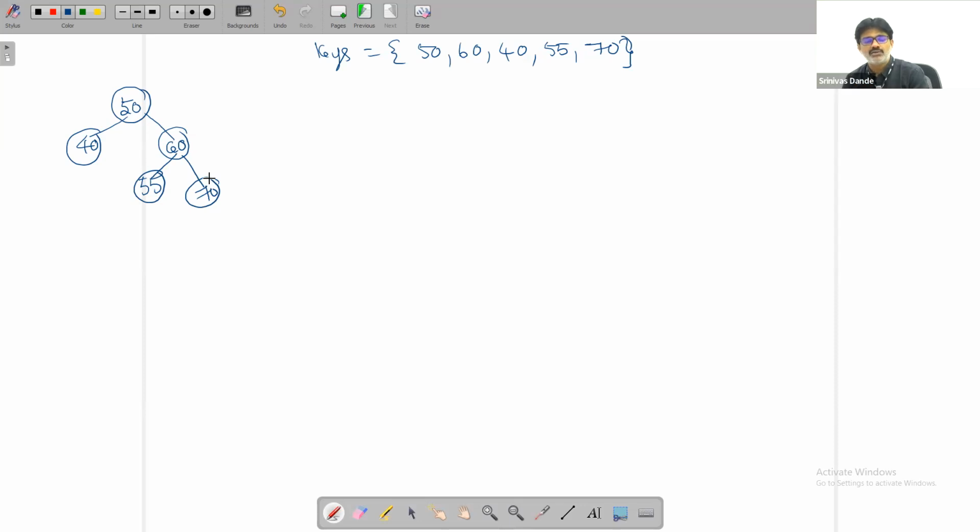Yes or no? Say something. Up to this, the tree is balanced. Yes. So I will insert now. Insert 80, guys. Where does 80 have to come? 80 will come to the right of 70. Right of 70 is the 80.